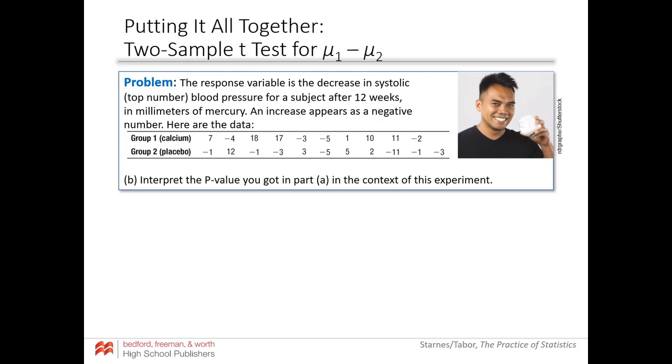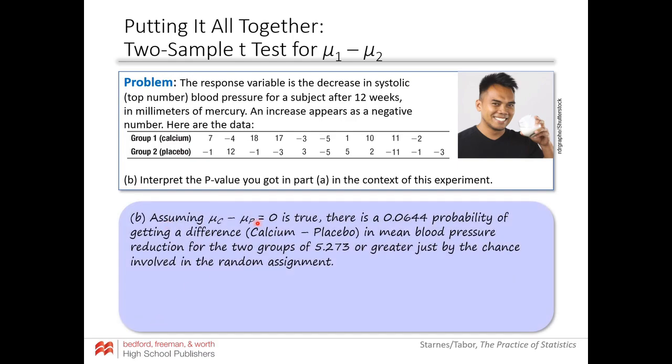Alrighty, and sometimes we'll get a question that says interpret the p-value. So interpreting the p-value is assuming the null is true. There is a blank probability, so your p-value, probability of getting a difference, calcium minus placebo, in mean blood pressure reduction for the two groups of 5.273 or greater, just by chance involved in the random sample or random assignment.